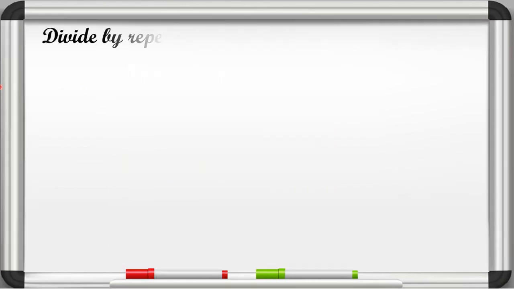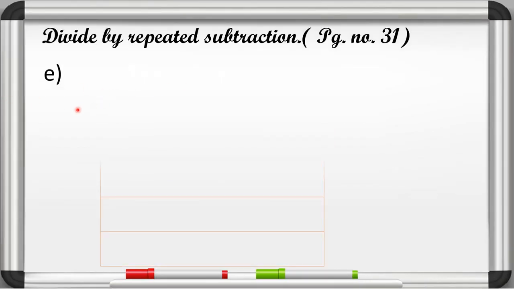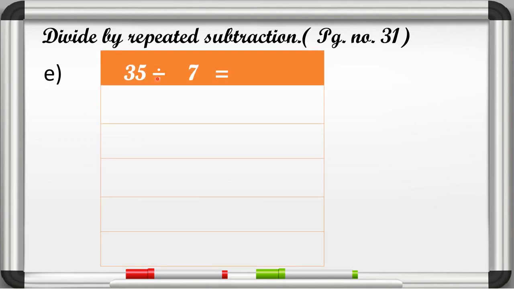Now the next is in E part. It is given 35 divided by 7 is equal to dash. So here we have to subtract 7 from 35. So 35 minus 7. Keep 35 in your mind and 7 on your fingers. Let's start backward counting. 34, 33, 32, 31, 30, 29, 28. So we'll write 28 here.